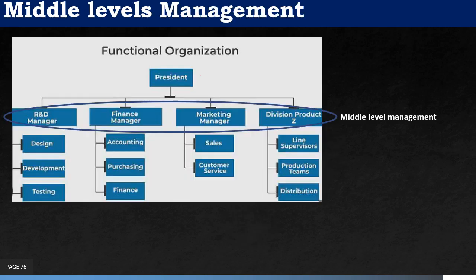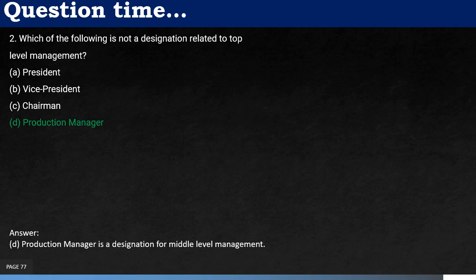See here, he is the CEO or COO. Another name is president. They are top level management, whereas a person who is in charge of various departments like research and development, finance, marketing, they are middle level management. So which of the following is not a designation related to top level management? It is the production manager.